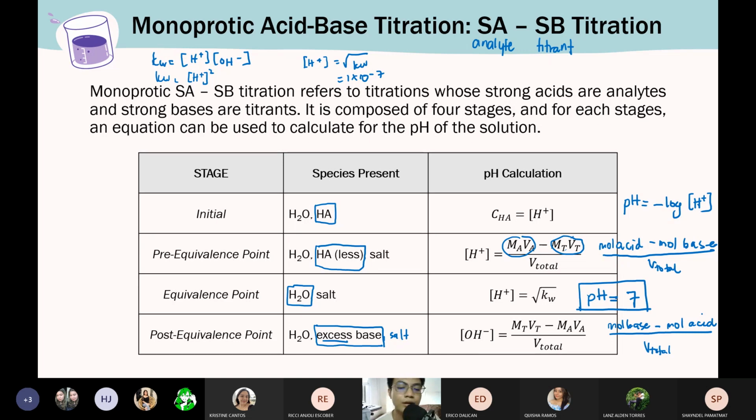Okay? So ganun lang. And when you do that, yung MTVT minus MAVA, you will get the OH, which you can convert to POH, which you can then convert to pH. Okay? So, ano yan? Negative log ng OH, you will get the POH. And then 14 minus POH, you will get the pH. Okay? So, wag nyo kakalimutan yung mga pinagkukwento natin last time. Kasi gamit na gamit sila dito.